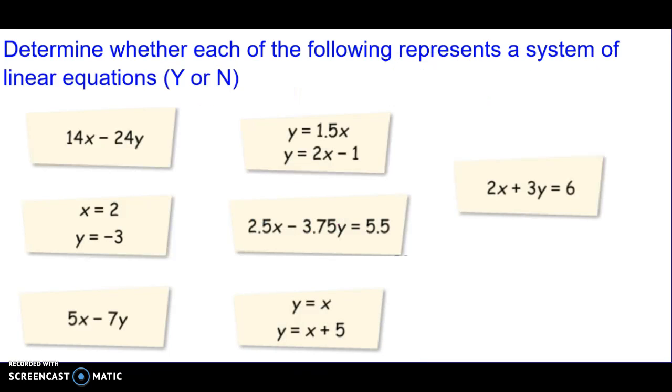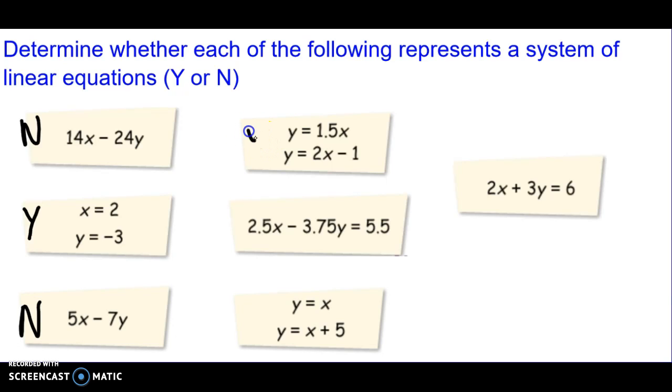So now we've done a lot of vocab. Let's talk about how we can apply it. To determine whether each of the following represents a system of linear equations, well, remember, a system of linear equations is two different equations. So if we look at our first one, it is not two linear equations, it's just one expression. So nope. If we look at the next one down below it, this is classified as a system. Well, it has an equal sign, and it also has two different equations. The third one would be no, because it's only one equation.